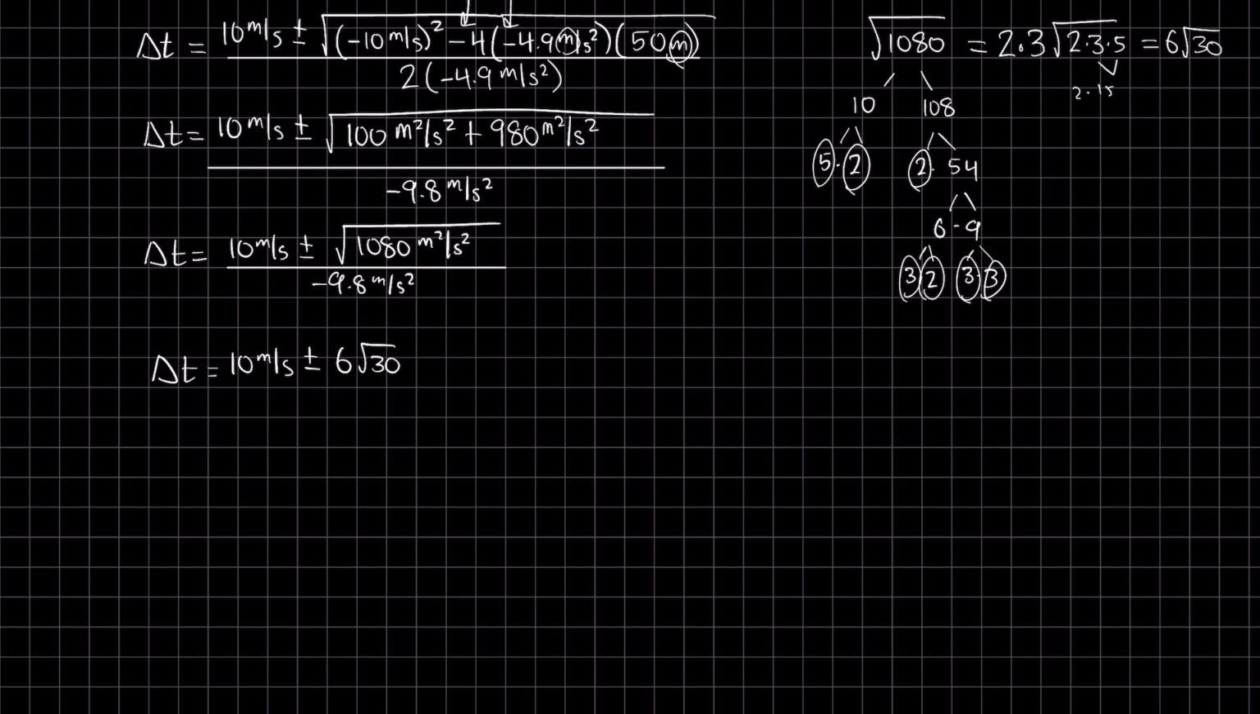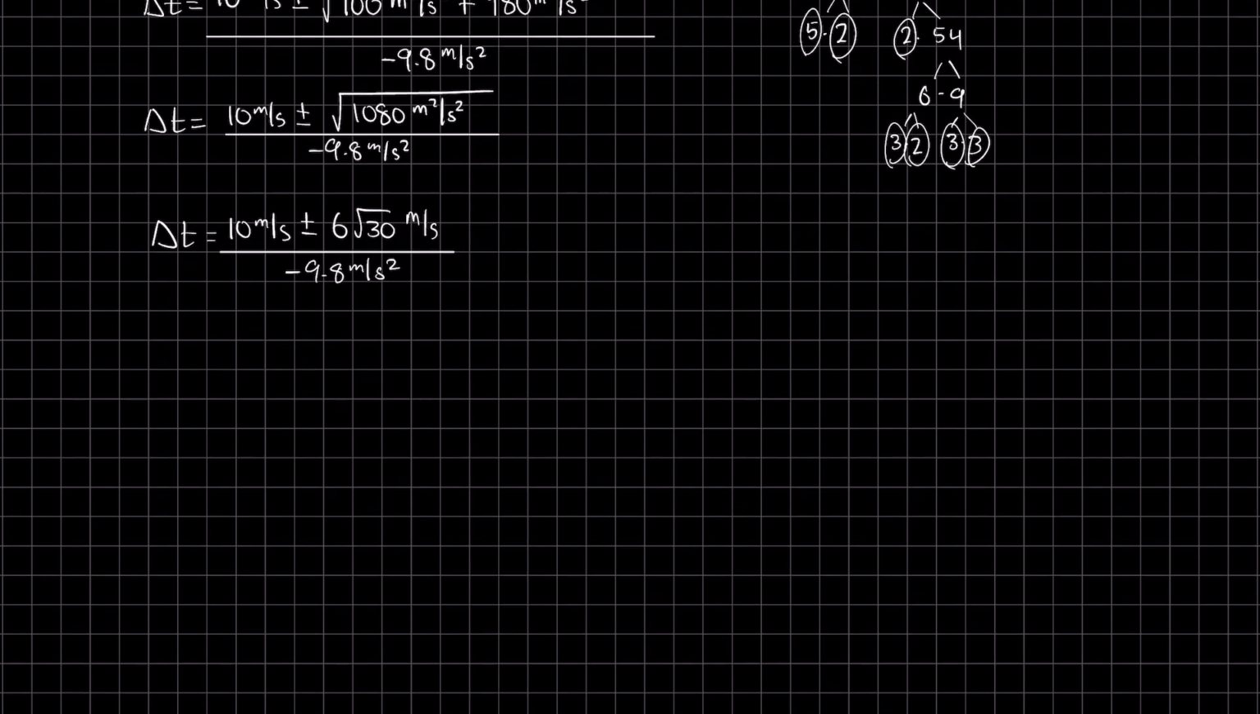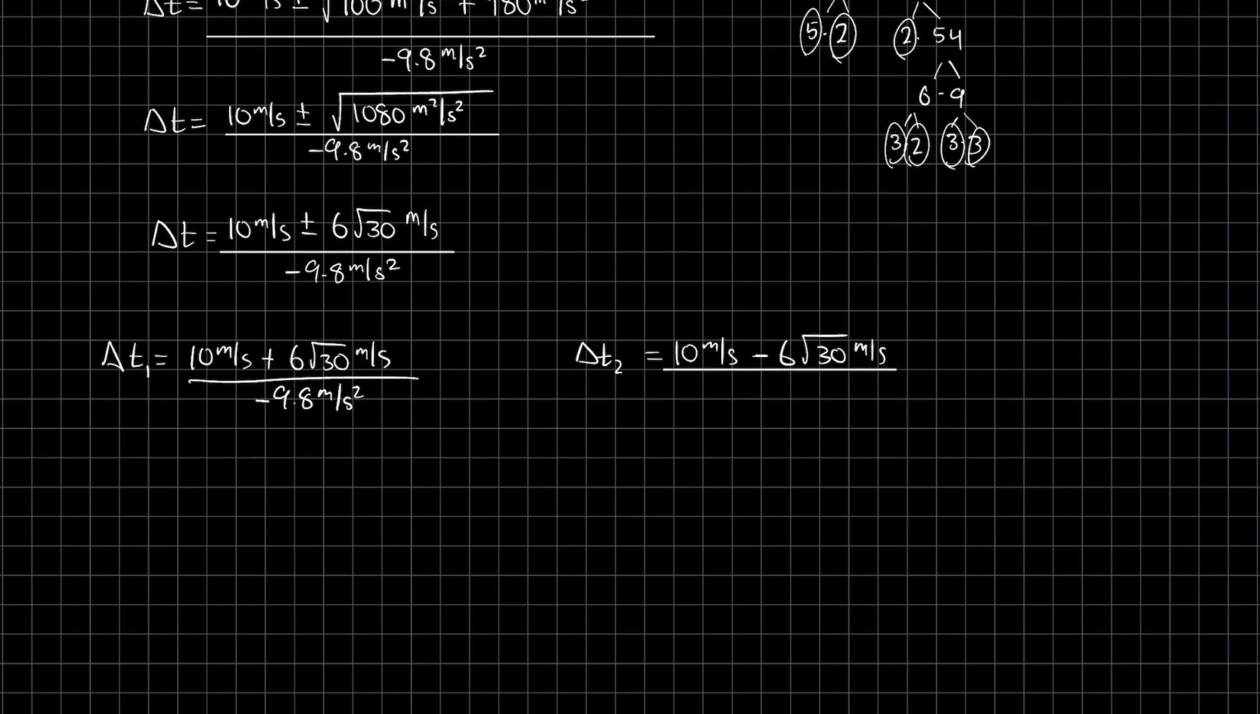And then, so that's me taking the square root of 1080, but I also need to take the square root of the units. That'll just be meters per second, all divided by negative 9.8 meters per second squared. Now, because I have this plus or minus right there, wanting to be noticed, what I have to do is break this apart into 2 separate solutions. I'm going to write out one version where I use the plus sign and then the other version where I use the minus sign. So I'm going to get delta t equals 10 meters per second plus 6 square root 30 meters per second divided by negative 9.8 meters per second squared. I'm going to call this delta t1, and then I'm going to have another version where I use the minus sign, and I'm going to need to see which one will be a better fit for this situation.